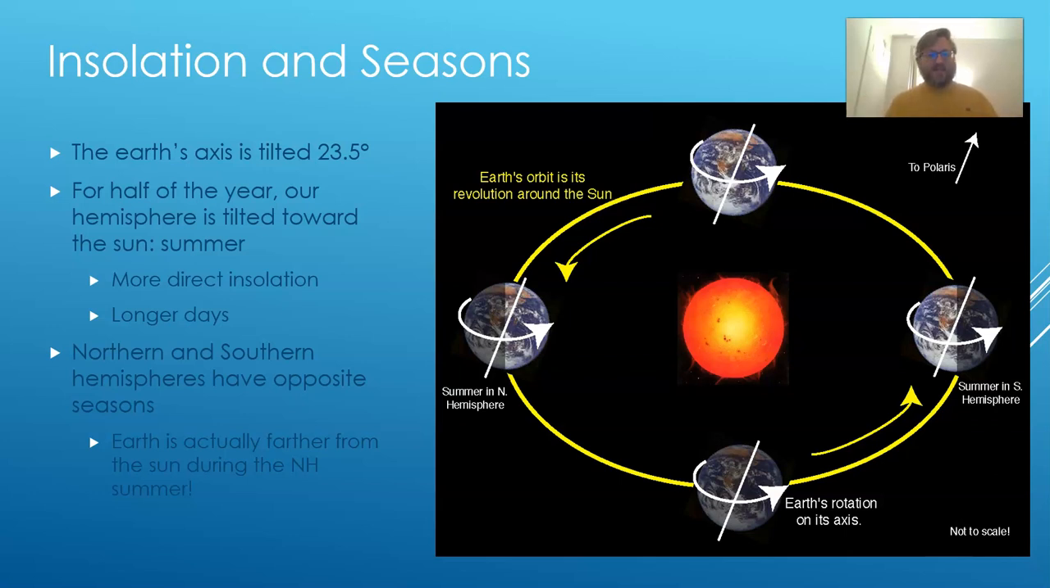Why does it get warm in the summer and cold in the winter? It is not because of the distance the Earth is from the sun. And in fact, the Earth is actually farther from the sun during the northern hemisphere summer. So that's the southern hemisphere winter. But here in the northern hemisphere, we're actually farther from the sun when it's warmest, and closer to the sun when it's colder. So it's not our distance from the sun, it's the effects of the tilt of the axis and how that changes the amount of insolation that we receive at different times of the year.